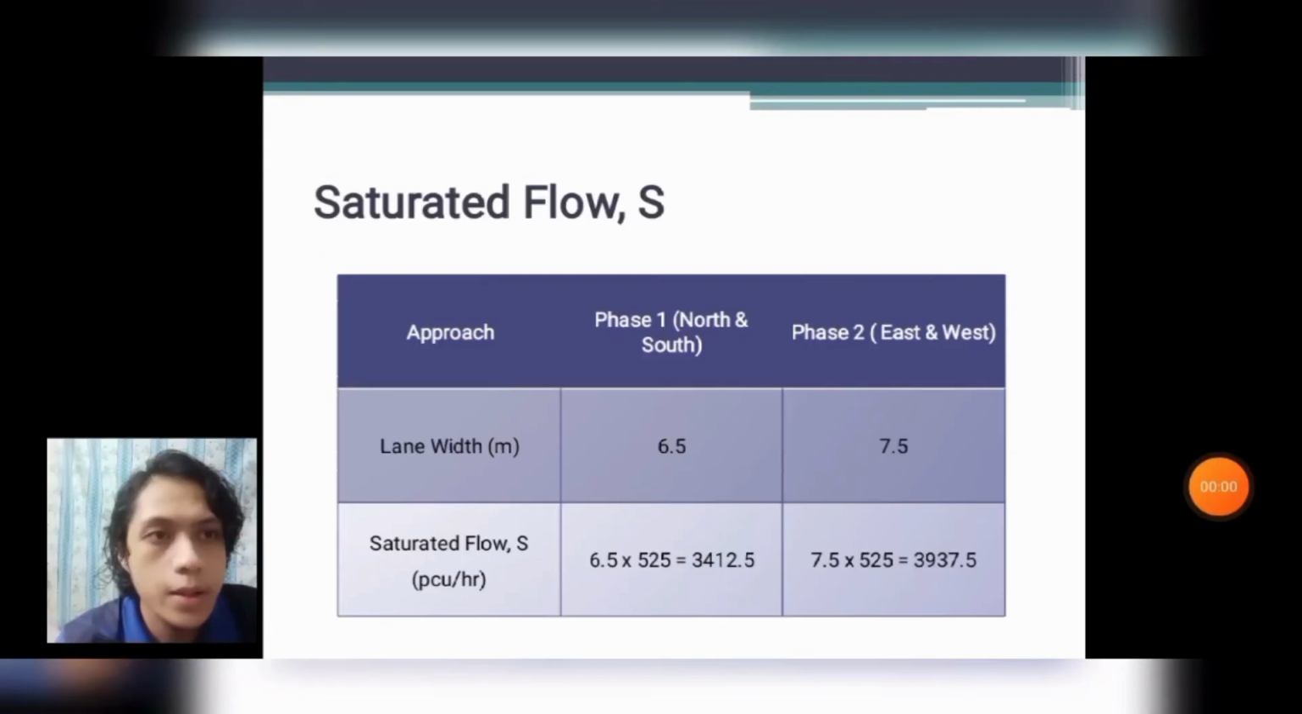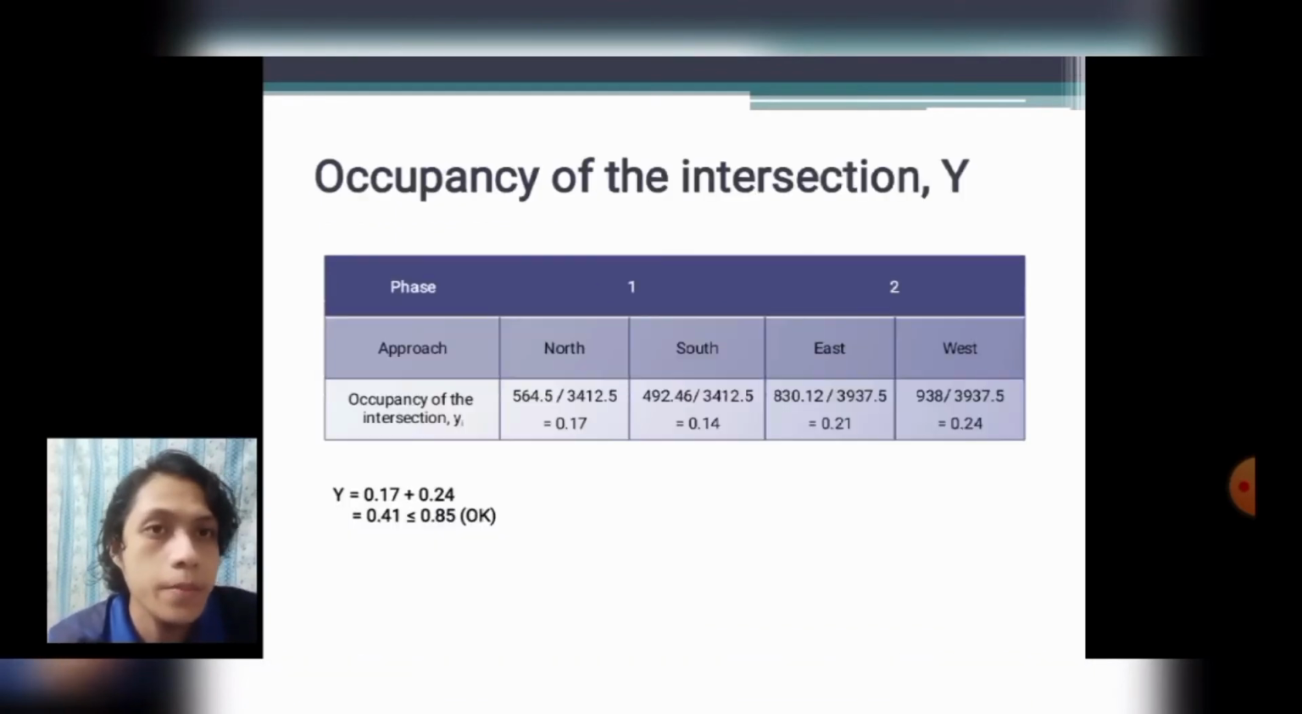After we get the value of Q, we should find the value of S, saturated flow. The lane width has been given for phase 1 and phase 2. Phase 1 is 6.5 meters and phase 2 is 7.5 meters. Both of these values are more than 5.5 meters, so we just have to multiply by 525 to get the value of S. We just proceed to the next slide.